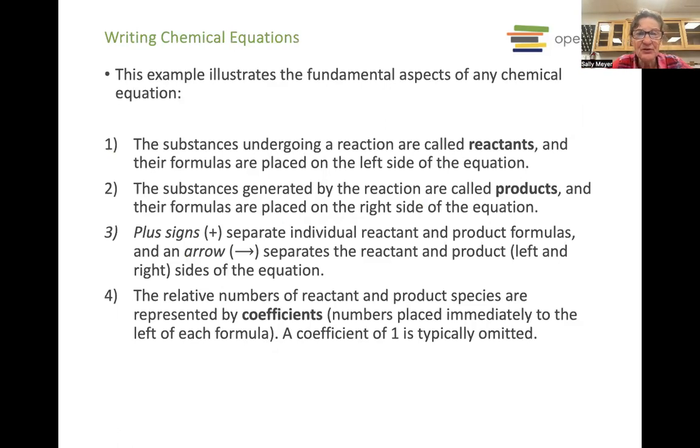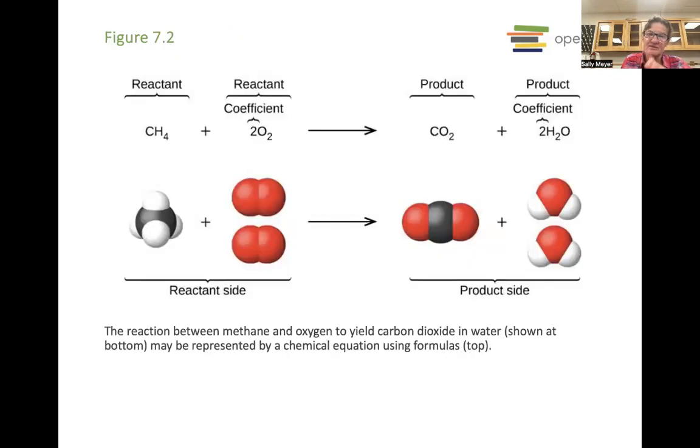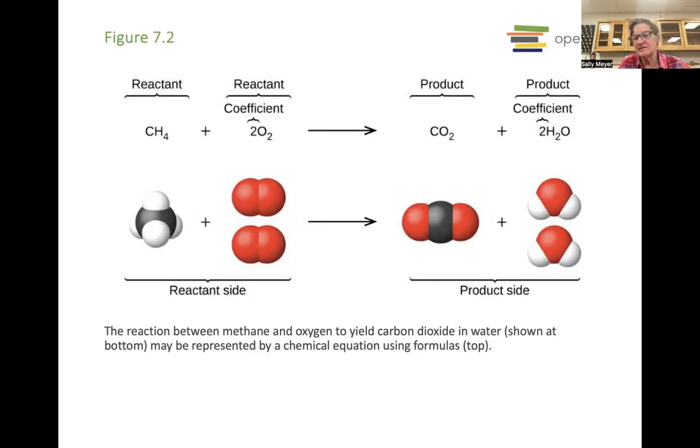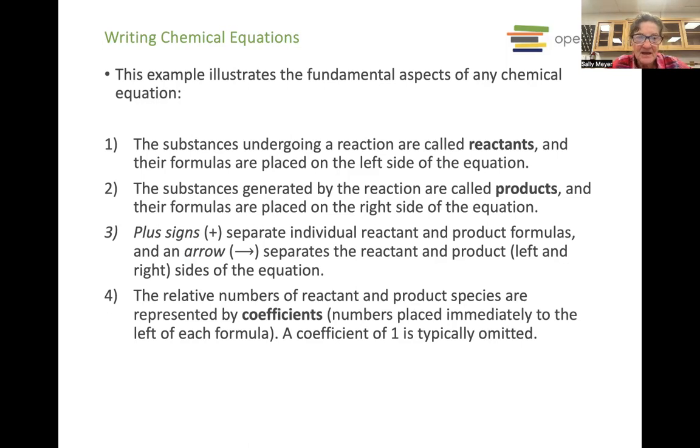So when you write a chemical equation, these are the elements you have to take into account. The substances undergoing a reaction are called reactants, and their formulas are on the left-hand side. So the methane and the oxygen are reactants. They're mixing together to change. And then the substances that are generated are called the products, and they're on the right-hand side. So our products are carbon dioxide and water.